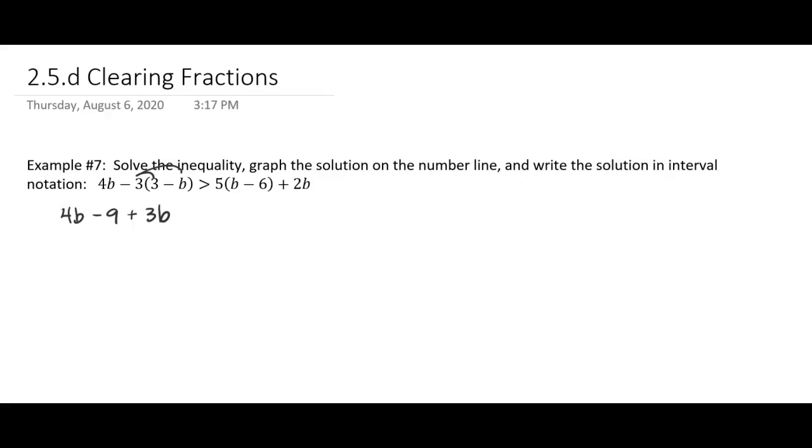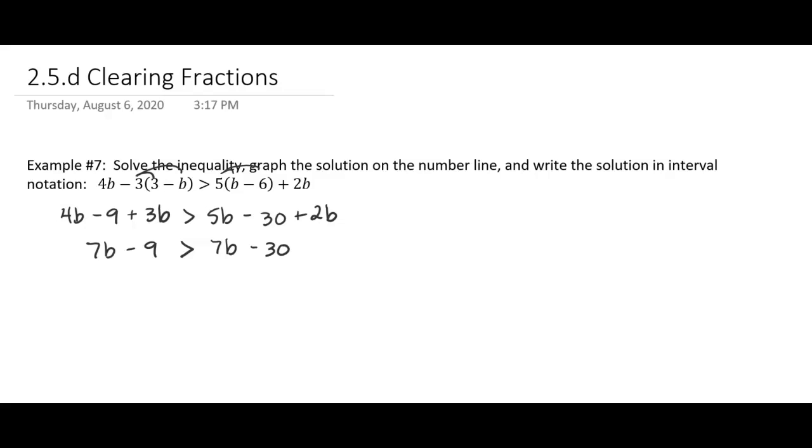So again, we're kind of reviewing these steps. So make sure we get that that's a positive 3b. Greater than, and then I've got to distribute this 5. It's going to be 5b minus 30 plus 2b. All right, so on the left-hand side, I'm going to have 7b minus 9 is greater than 7b minus 30.